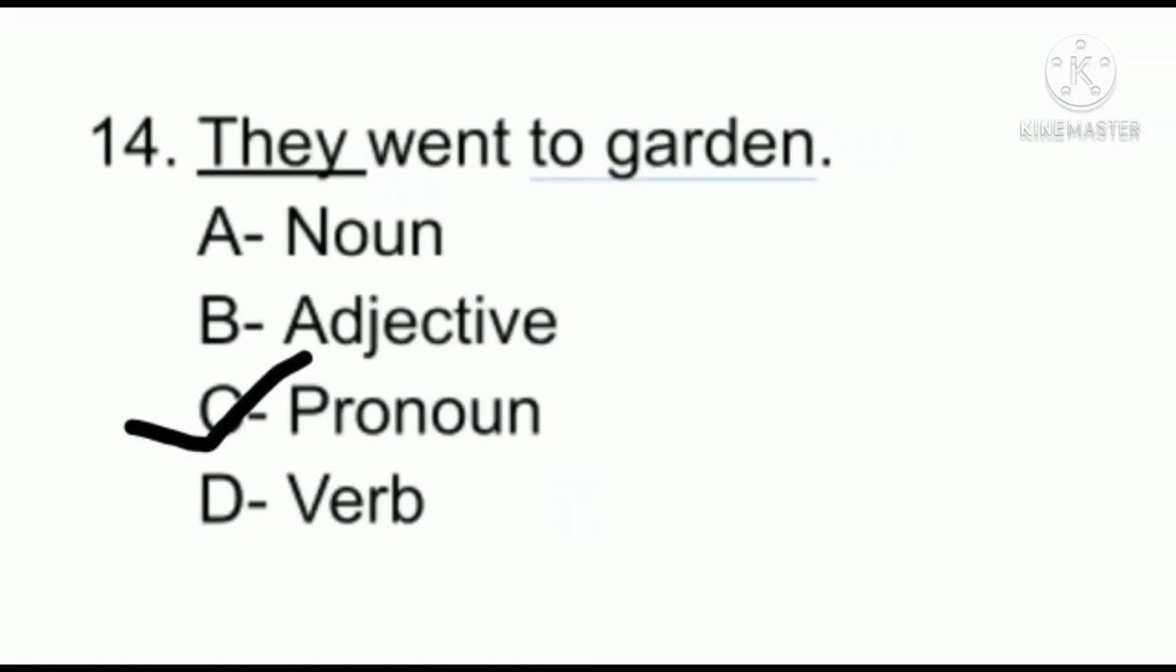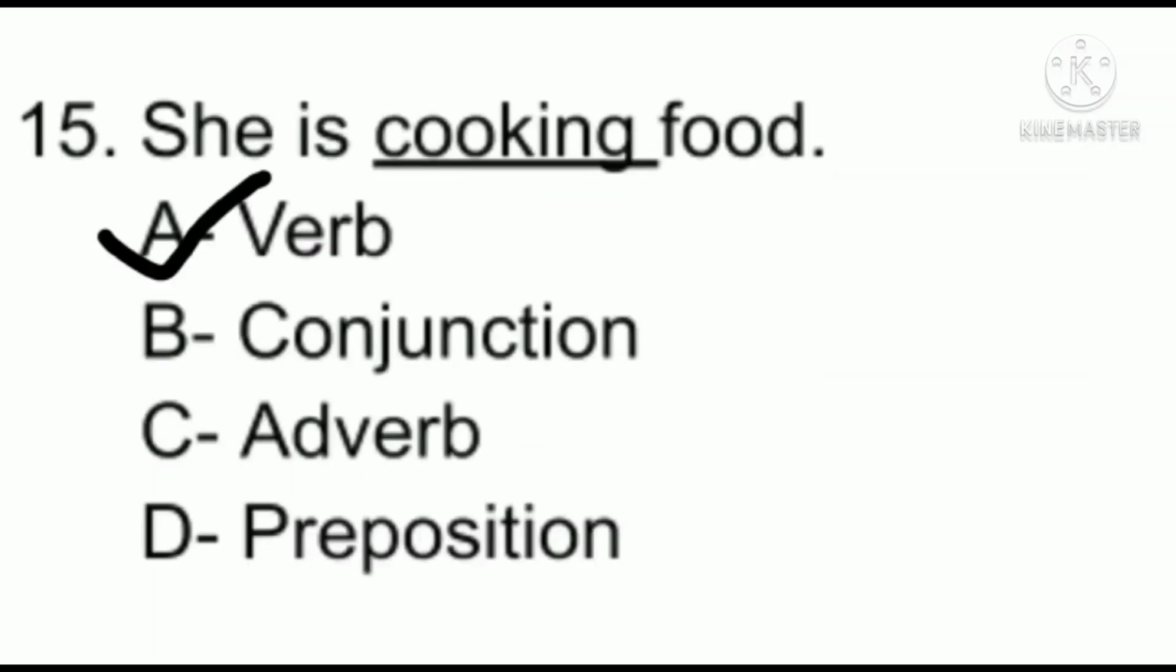Next question is, they went to garden. Here the underlined word is they, and the answer is option C, pronoun. Why pronoun? Because they is used instead of so many names. Pronoun is used instead of noun, so here they is used instead of many names. So it is pronoun.